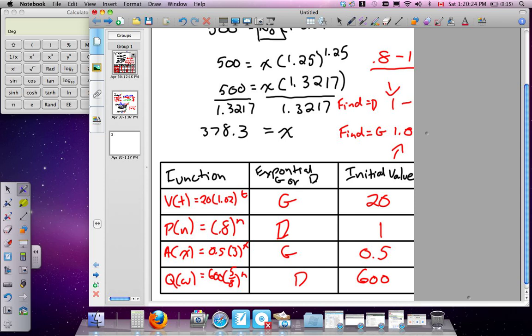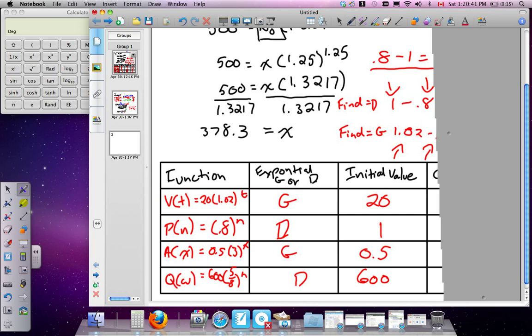And then the initial value is 600. But then you subtract 1 from that, yep, to find the decay rate. Yeah, but 5 divided by 8 is 0.625. Well, you put it in a decimal, right?